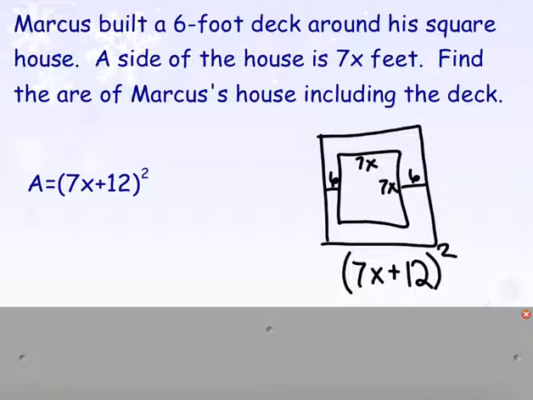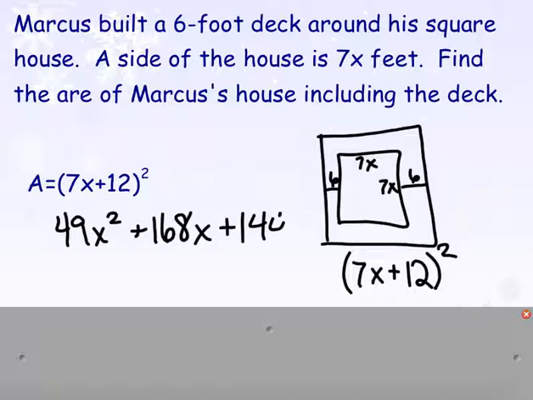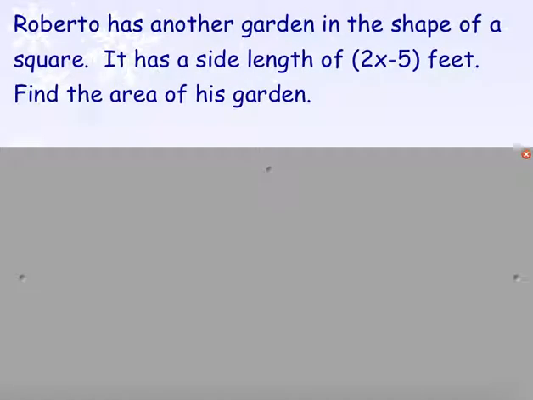So in order to do that, we can use our patterns to say, all right, I'm going to square the first, 49x squared, multiply the 2 together, so 84x times 2 is 168x, plus my last one squared, so 144. And we have that as feet squared. Okay? And you can try this last one on your own.